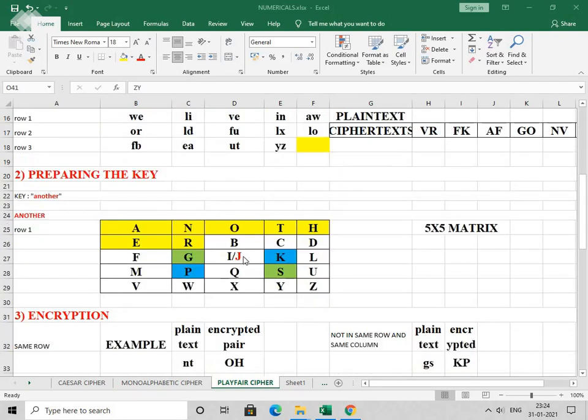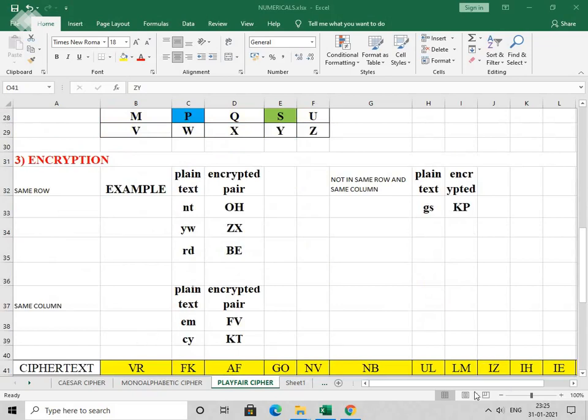Since J occurs very rarely, or the frequency of occurrence of J is less in any plain text, we are going to write it together with I here, right? So using the key, we have created a 5 by 5 matrix. Now this plain text is encrypted with the help of the key, and we will be getting the cipher text.